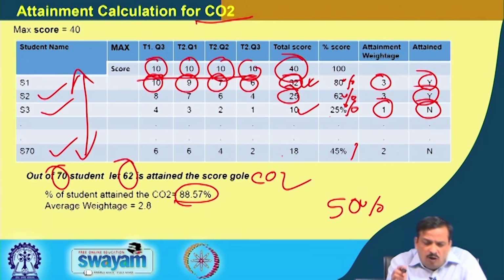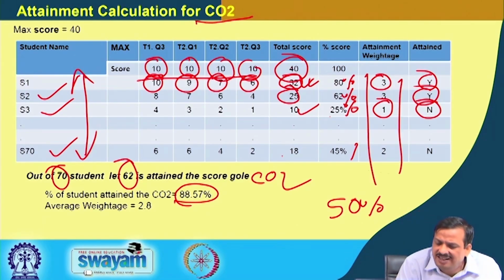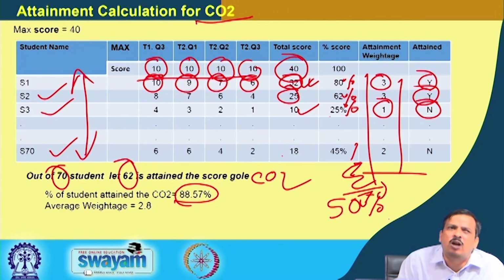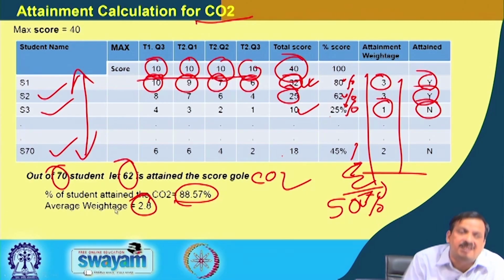Okay. And I can also calculate the average attainment. I take the sum divided by the number of students and get the average value of attainment, let us say 2.8.